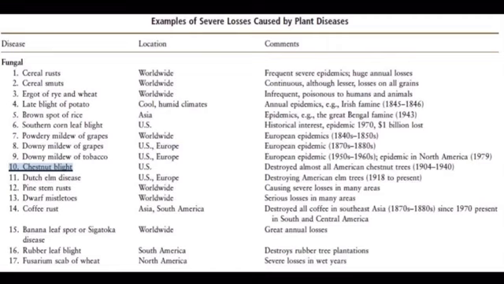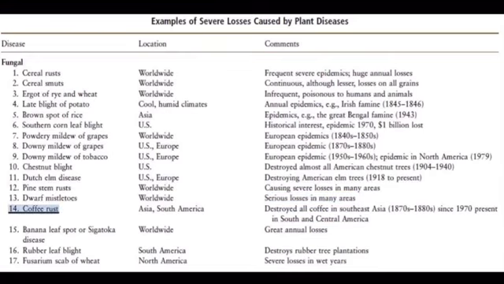10. Chestnut blight: U.S., destroyed almost all American chestnut trees, 1904 to 1940. 11. Dutch elm disease: U.S., Europe, destroying American elm trees, 1918 to present. 12. Pine stem rusts: worldwide, causing severe losses in many areas. 13. Dwarf mistletoes: worldwide, serious losses in many areas.